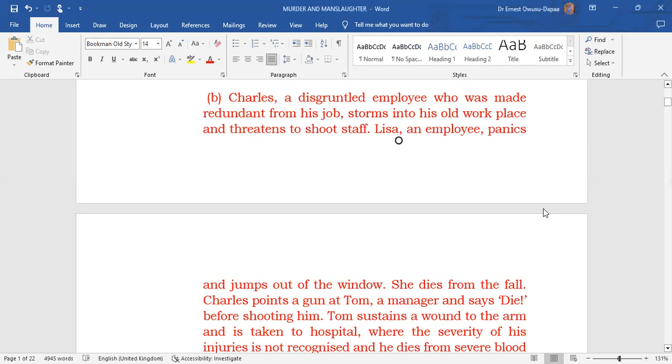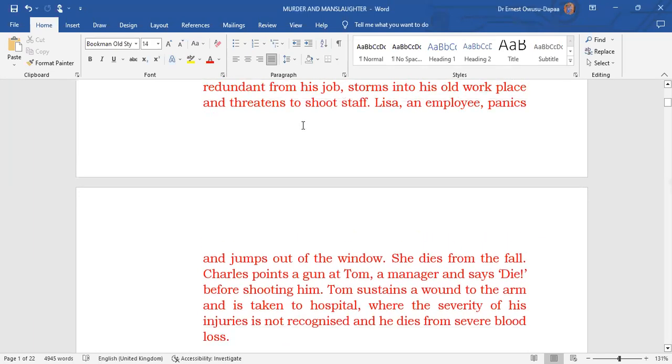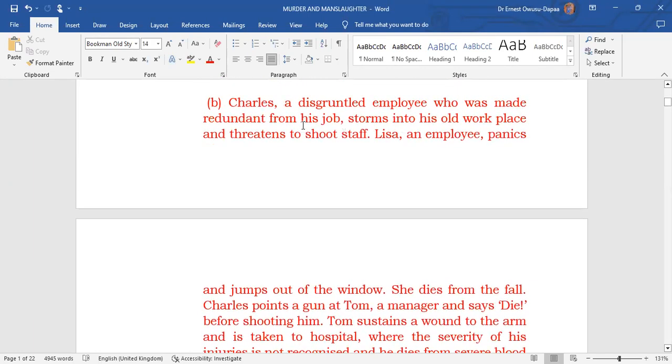Yes, please. So I said that in respect of the facts given, I think that there are two issues that we have to look out for here. The first, in regard to whether or not Charles is guilty of murder in respect of the death of Lisa, and second, whether he is guilty of murder in respect of Tom. Okay, so we take them one after the other. So we have two cases within one problem. Good.